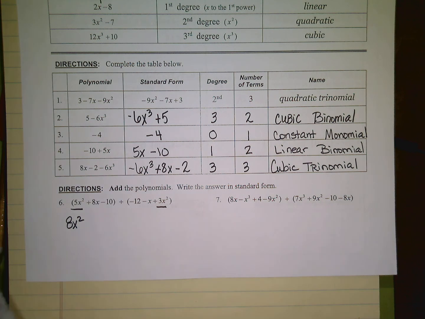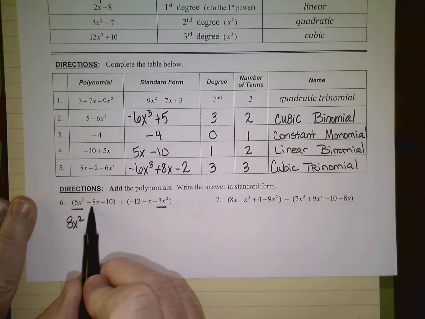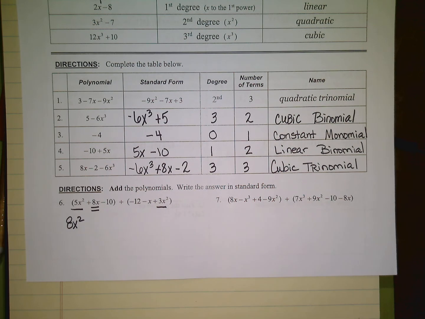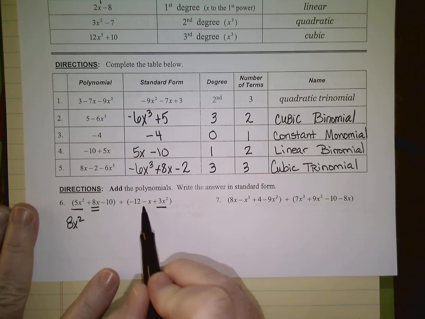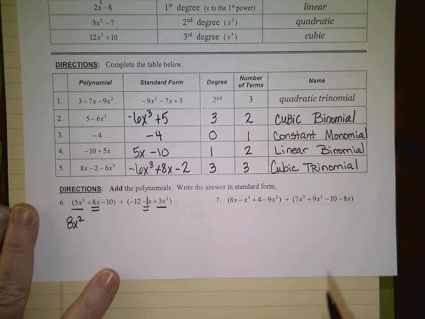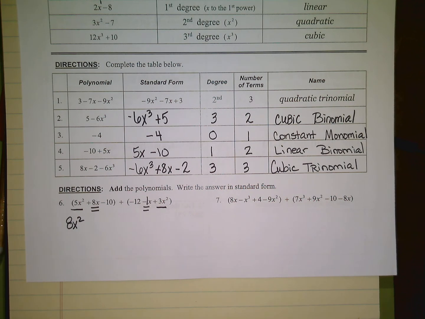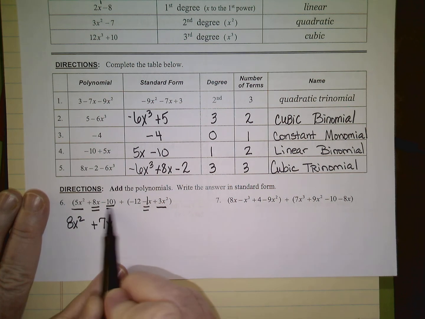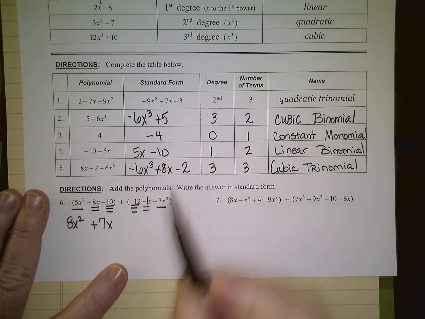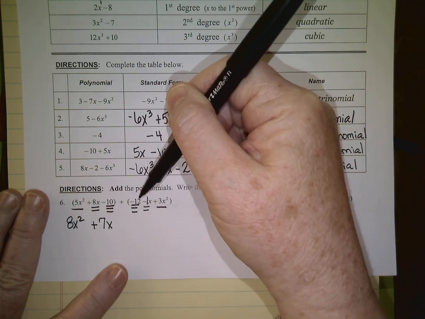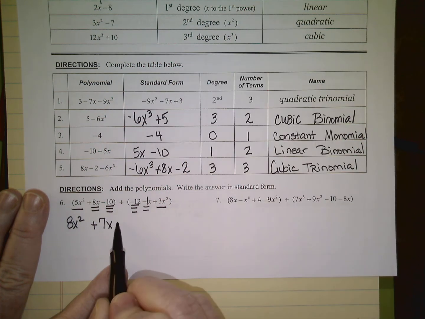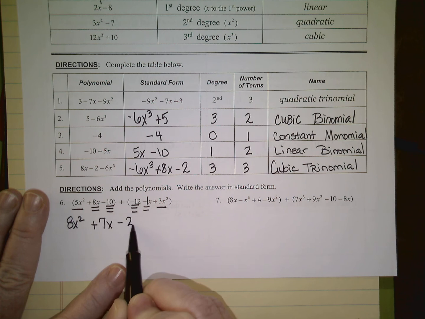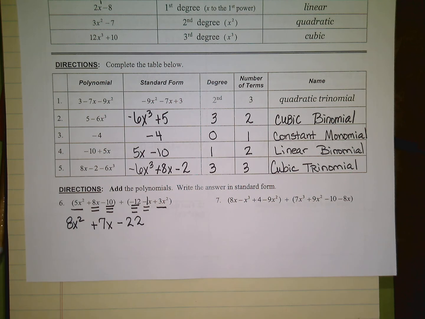Let me pause this. So what I'm looking for now are the regular x terms. I have an 8x here. Do I have anything that matches it? Okay, and y'all know that's like a negative 1, right? So positive 8 and negative 1 are going to give me 7. Okay, so what's left? Negative 10 and negative 12. They're both negative. Negative 22. That is your answer.